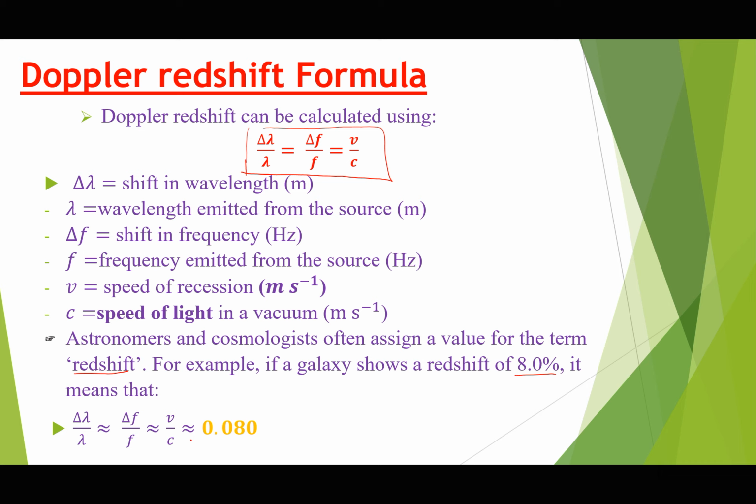What does that mean? That fraction delta lambda, the change in wavelength over the normal wavelength in the laboratory is 0.08, or the change in frequency over the normal frequency in the laboratory is 0.08, or the speed of the galaxy compared to the speed of light is 0.08. That's what we mean by that statement. Assigning a value for the term redshift.